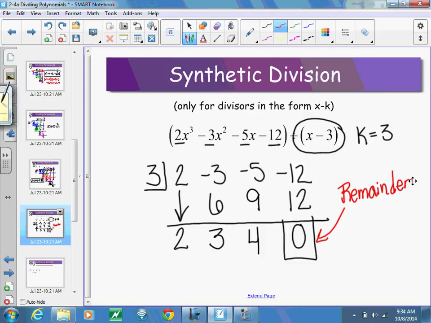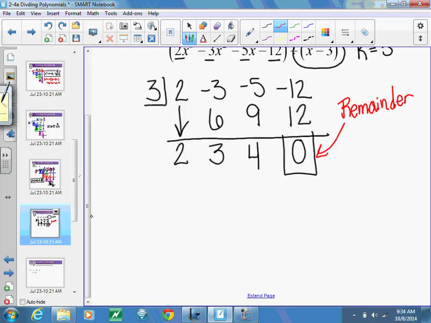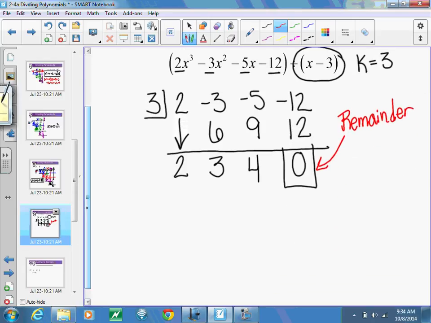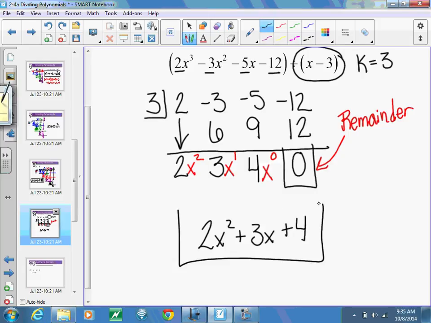There's your remainder. And then what you're left with here is your polynomial, your answer. And how we put in our x's here is, if this is your remainder, this is x to the power of 0, this is x to the first, and this is x squared. So our final answer here is 2x squared plus 3x plus 4. And we would get that same thing if we were to use long division.